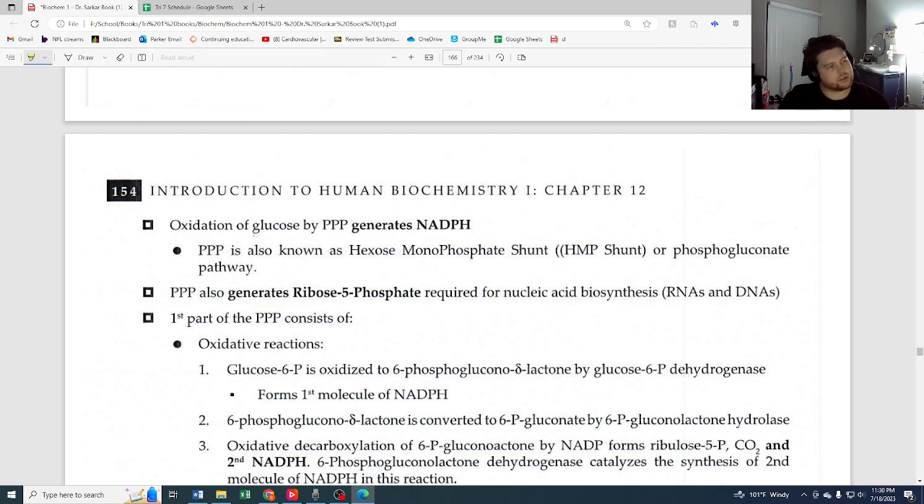So oxidation of glucose by the PPP generates NADPH. The PPP is also known as the hexose monophosphate shunt. So if you see HMP shunt, it is the exact same thing. These are just AKAs. You will have test questions that use all of these different names. Also the phosphogluconate pathway. All of these literally mean the exact same thing, just AKAs for one another. So don't let that trip you up.